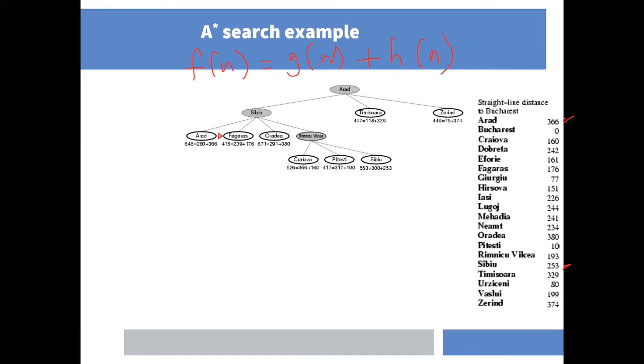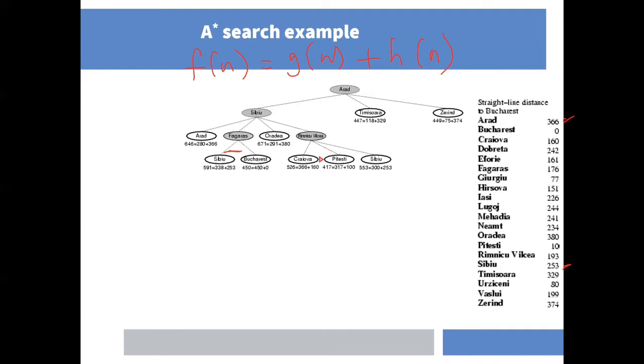And then let's take a look at the nodes under Rimnicu Vilcea. There is 526, 417, and 553, and then 647 for Arad. Fagaras is 415, Oradea, Zerind, Timisoara. So among the nodes in the fringe, we choose this one, Fagaras, the lowest.